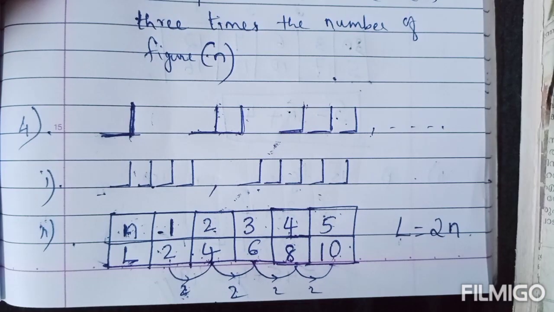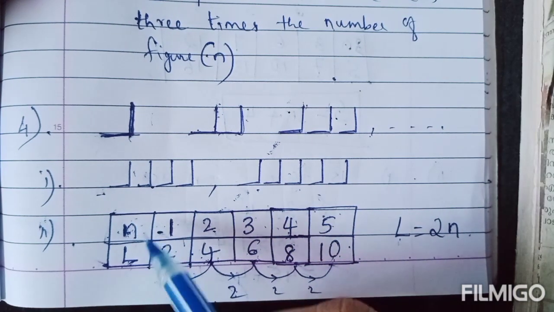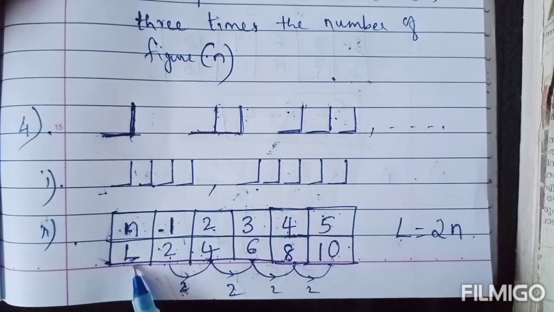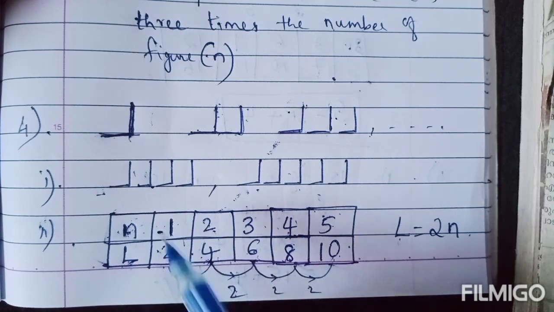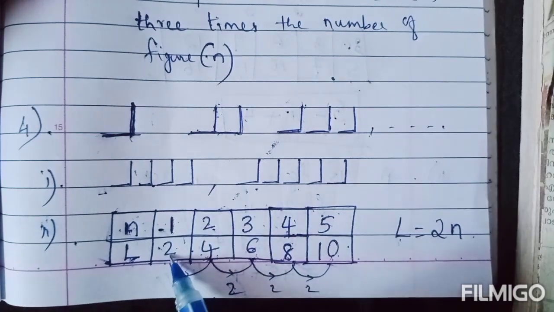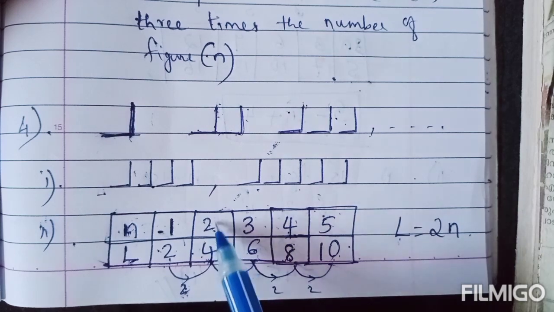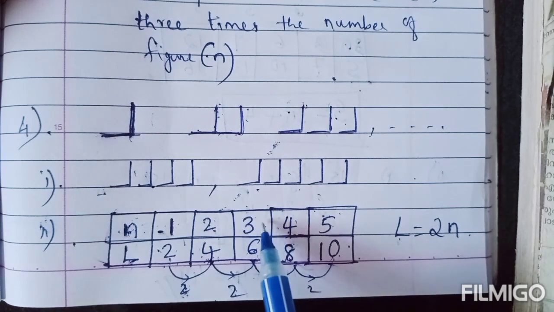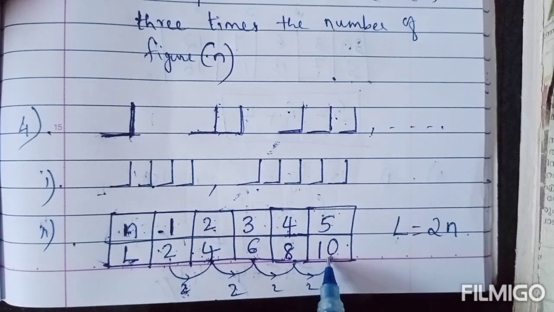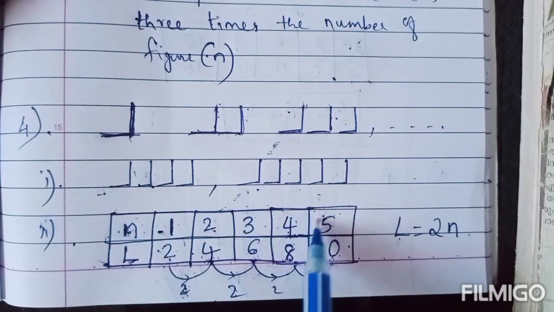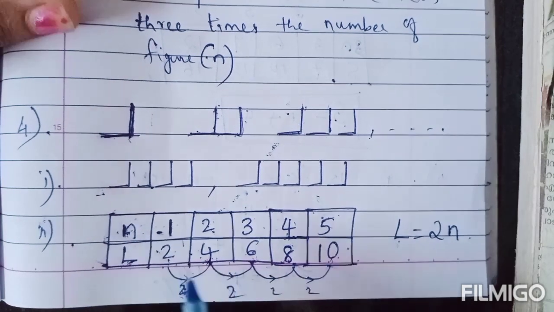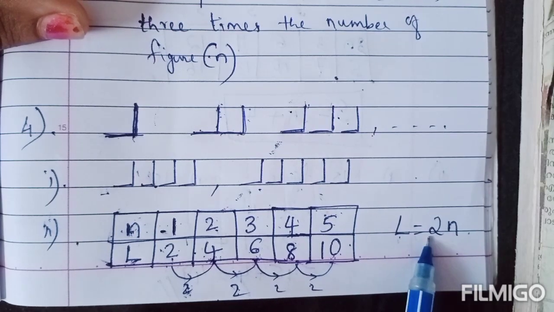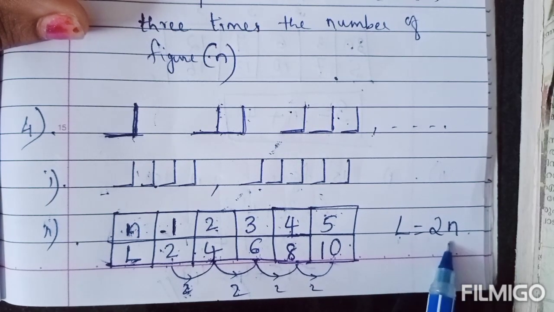Now you can compare this n and L. Using this table you can write L in terms of n. So for that you can compare n and L. 1 into 2 is 2. 2 into 2 you will get 4. 3 into 2 is 6. 4 into 2 is 8. 5 into 2 is 10. On multiplying n by 2 you will get L. So we can write L equal to 2 into n, that is 2n.